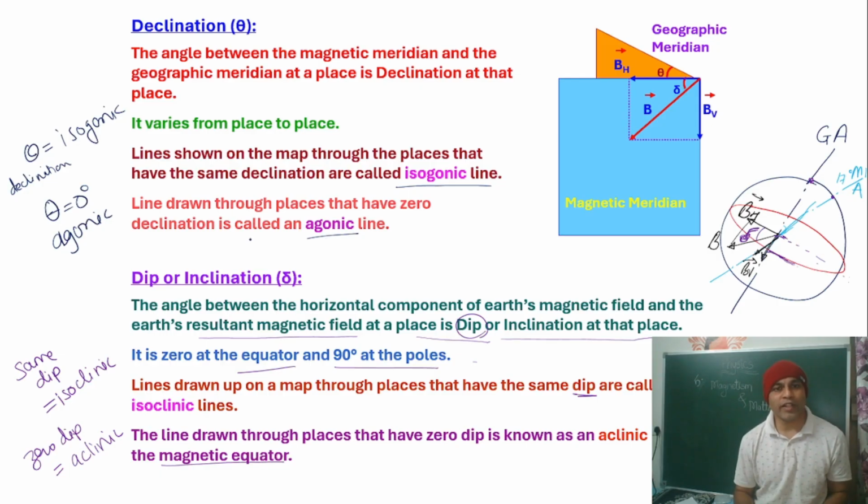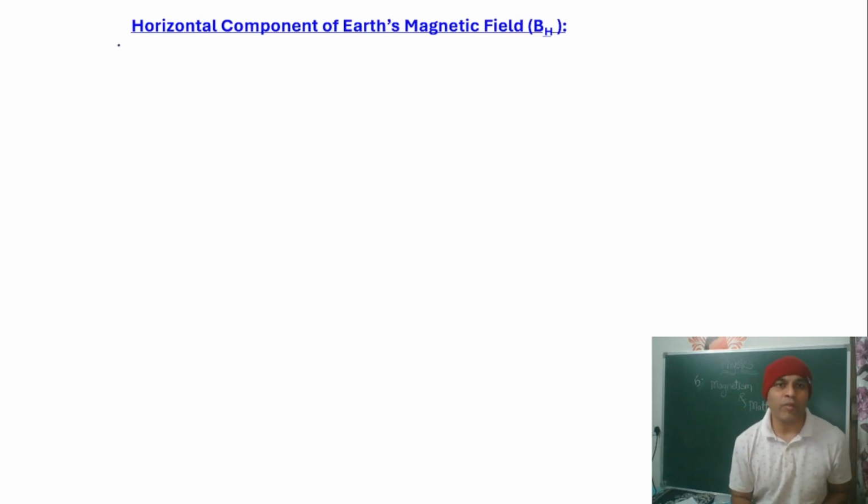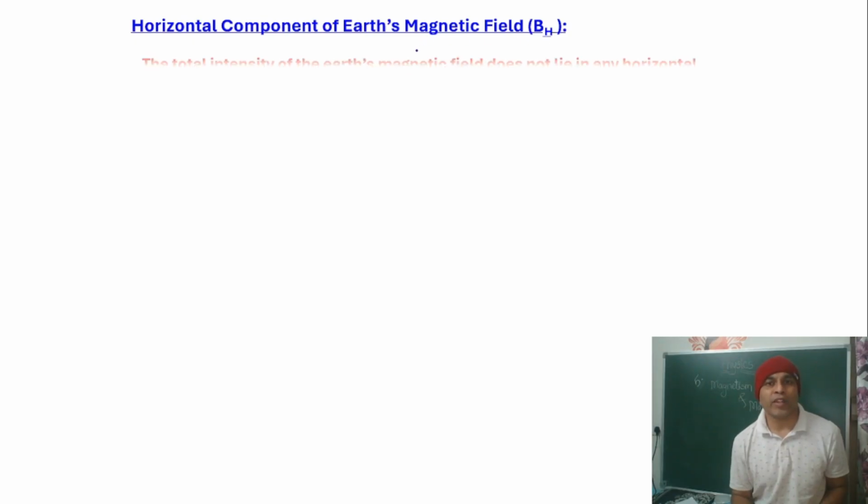Lines drawn through places that have zero declination are called agonic. Equal declination is isogonic. So there is this dip, or inclination, and declination. So theta and delta, these two things we have to remember. Magnetic. So now we are discussing the horizontal component of Earth's magnetic field, BH. The horizontal component of Earth's magnetic field BH is what we are going to discuss.